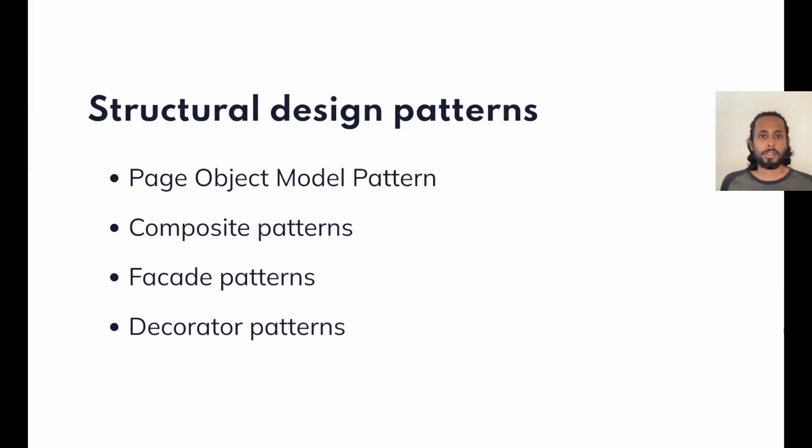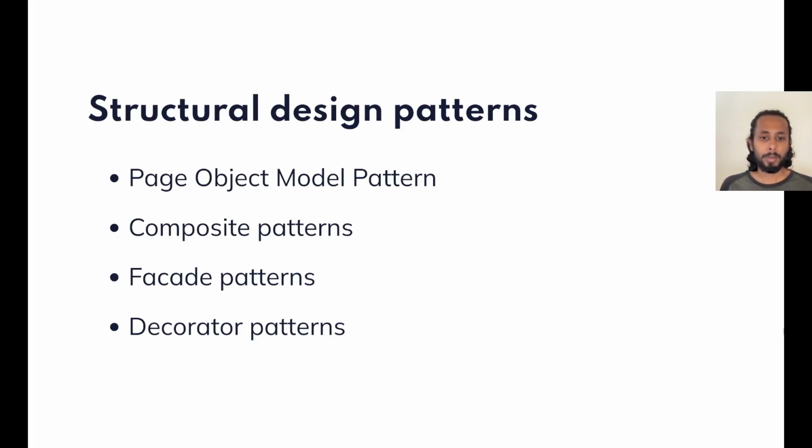Let's look at some of the structural design patterns. Page object model is the most popular one of them all and is commonly used in building test automation frameworks to automate UI test cases. This pattern abstracts any page information away from the actual test. Composite pattern composes objects into tree structures to represent part-whole hierarchies. This lets the client treat individual objects and compositions of objects uniformly.